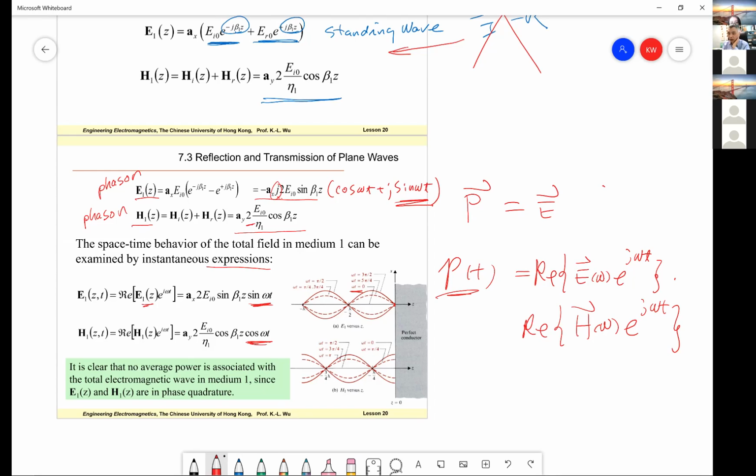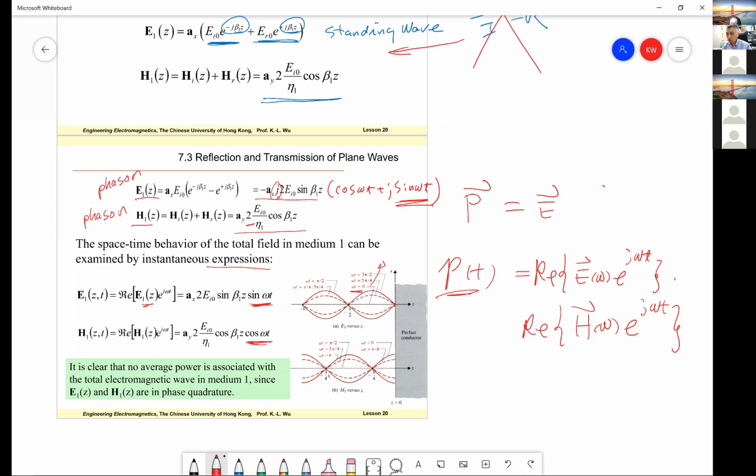Everywhere in the space, you don't have field. If omega t increases, then the total magnitude increases until omega t equals pi over 2. At omega t equal to pi over 2, you get the maximum value.